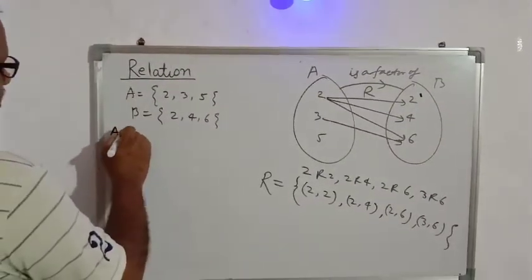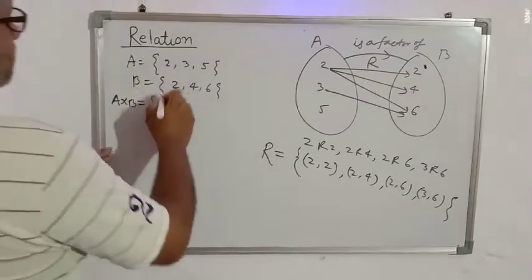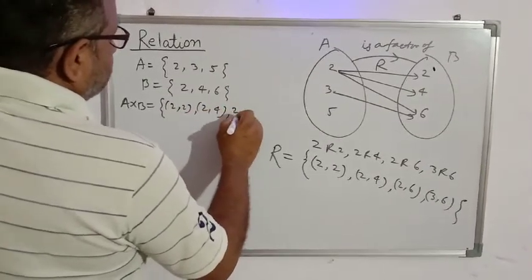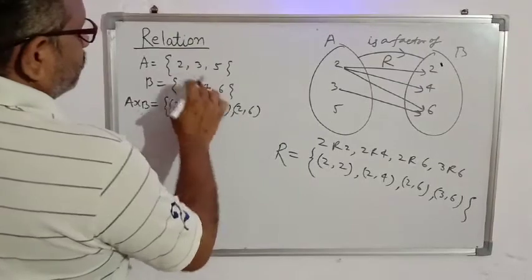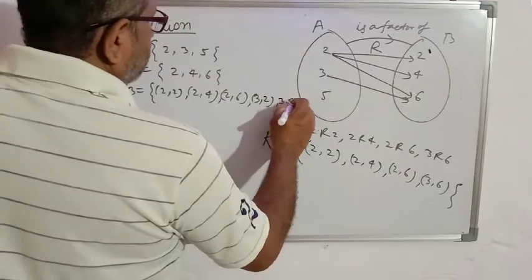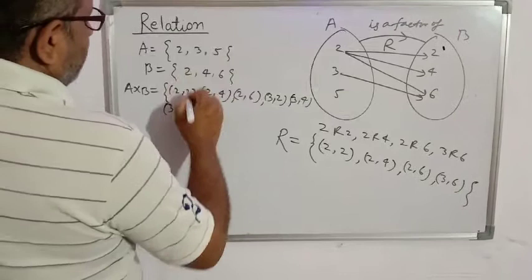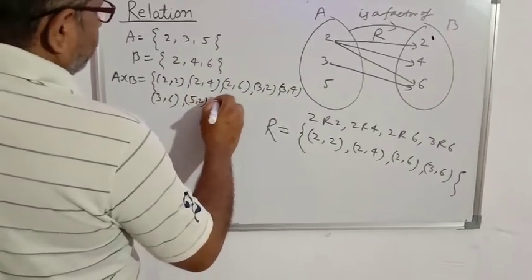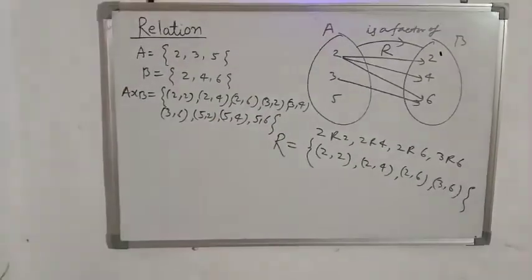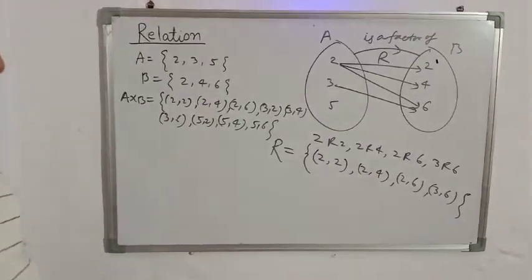If we write A cross B, the Cartesian product of A and B, how will we write it? We will write (2, 2), (2, 4), (2, 6), then (3, 2), (3, 4), (3, 6), (5, 2), (5, 4), (5, 6). So this is the Cartesian product of the sets A and B. A cross B we can write like this.